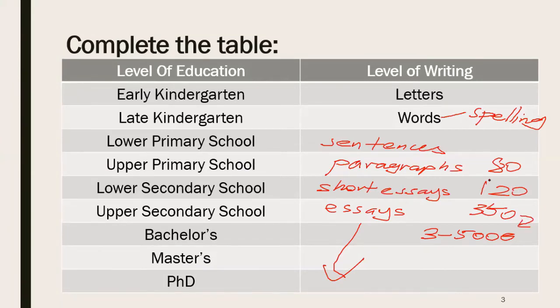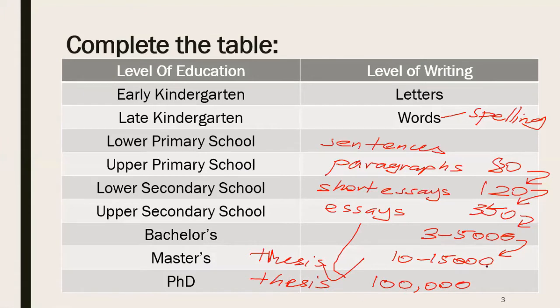Yeah, it's a pretty big jump from primary school to secondary school as well, and from lower secondary to upper secondary. At the end of your master's degree, you have a thesis. How many words do you think you have to write? 10 to 15,000. Bachelor's, 5,000. Boom, big jump. Master's, 10,000. Go crazy. Next level, how many words do you think you have to write for a PhD thesis? 100,000 words. It's another big jump from master's.